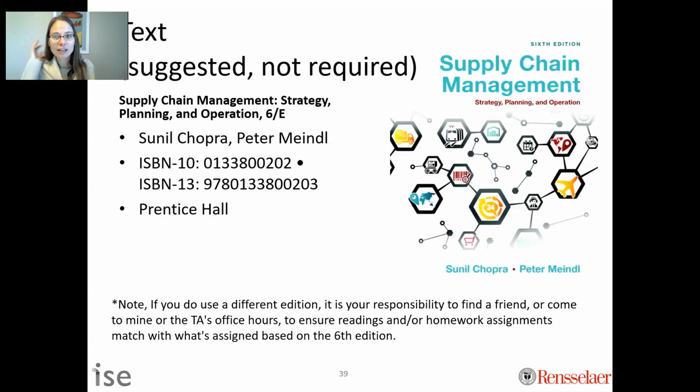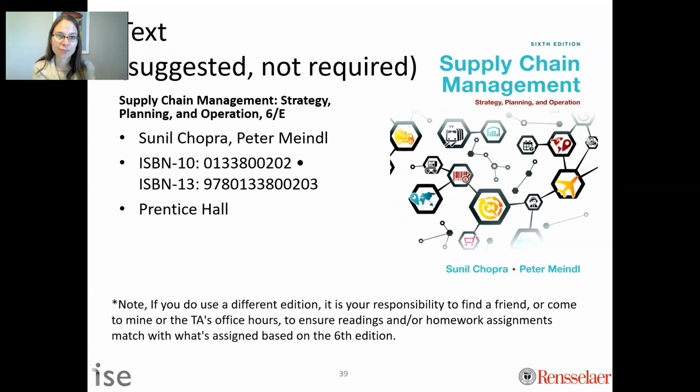In terms of the text, there's no required text. The textbook is suggested. And so this is the textbook. It's Supply Chain Management, Chopra and Meindl. And you are welcome to use a different edition. You don't have to have it. All the materials in the slides will be posted, but there is a lot of really good information there. And I will say, if you're new to operations research or if you're new to probability and statistics, it is a good textbook to have as additional supplements, but it is not required.